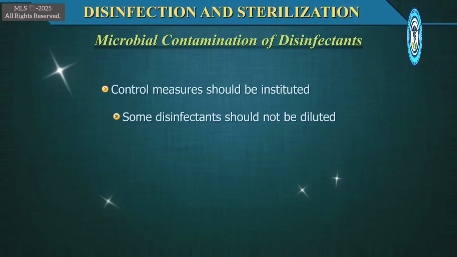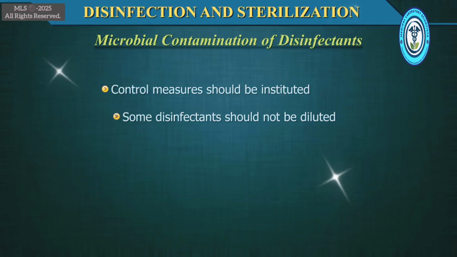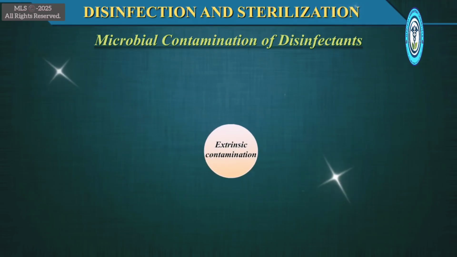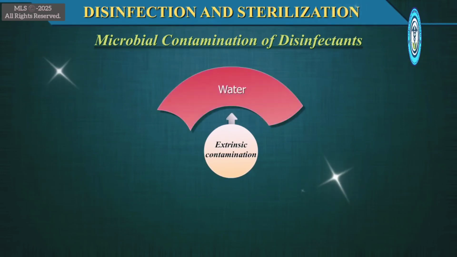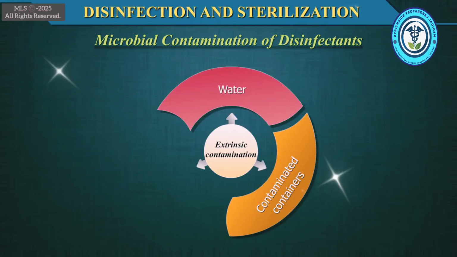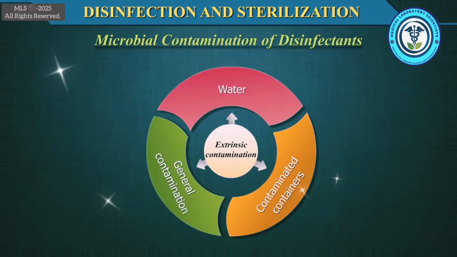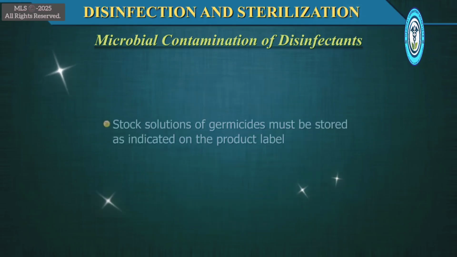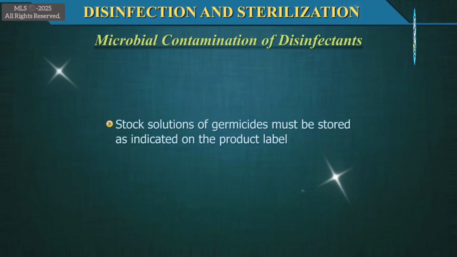Some disinfectants should not be diluted. Those that are diluted must be prepared correctly to achieve the manufacturer's recommended use dilution. Common sources of extrinsic contamination of germicides are the water to make working dilutions, contaminated containers, and general contamination of the hospital areas where the germicides are prepared and/or used. Stock solutions of germicides must be stored as indicated on the product label.